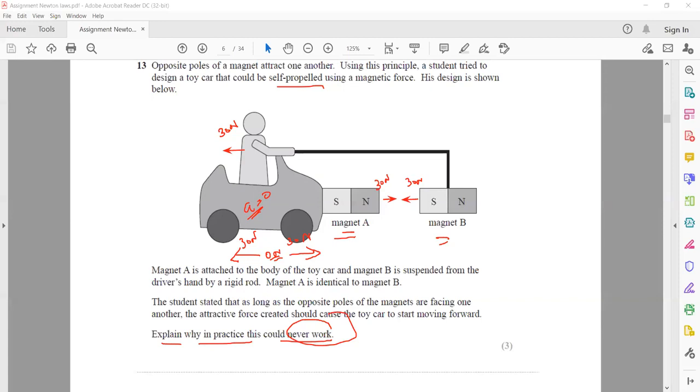Because according to Newton's law, there should be two different objects, but as you can see, magnet A and magnet B are attached to the same object: the person inside the car is holding magnet B and magnet A is attached to the same car. That's why this principle will never work. Is this example clear?